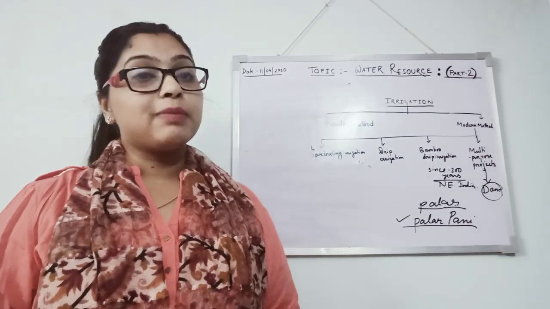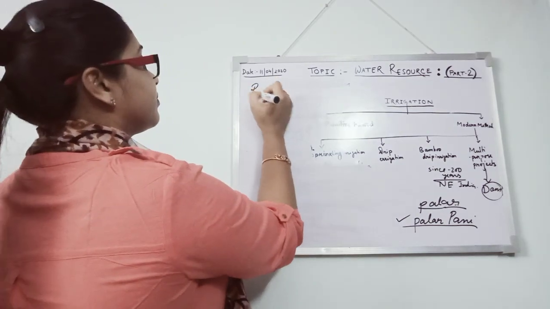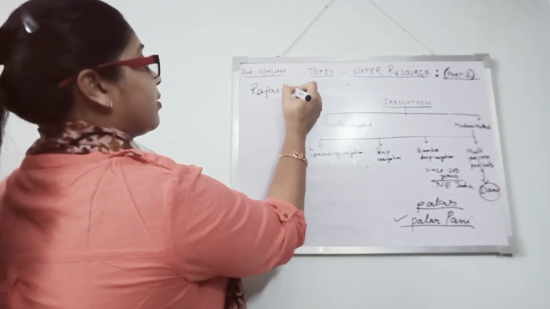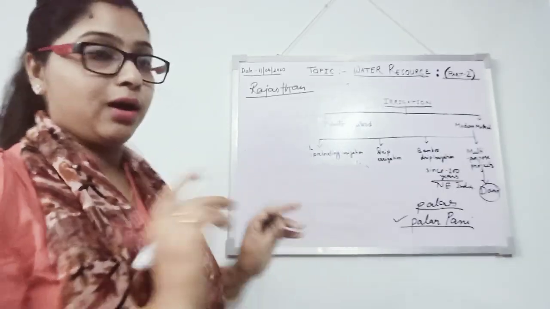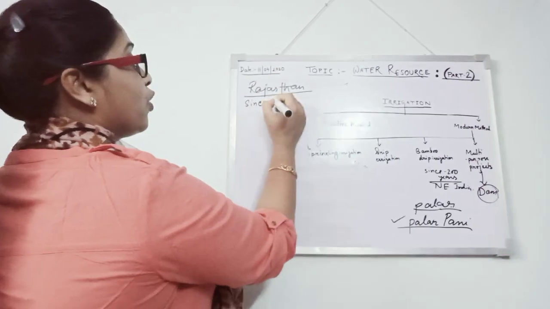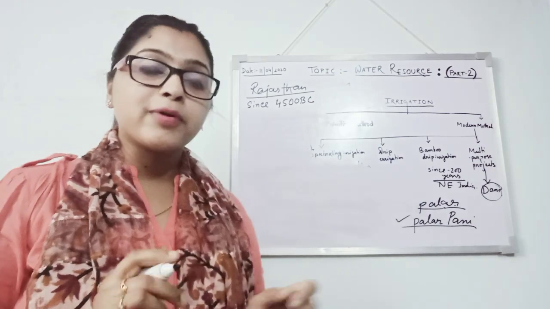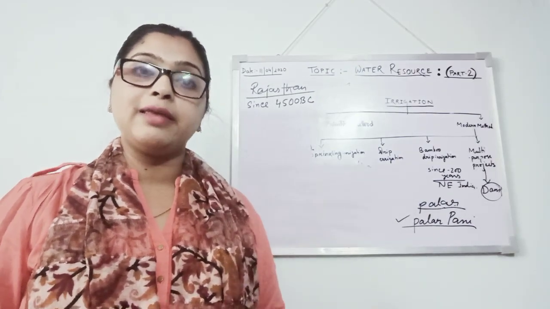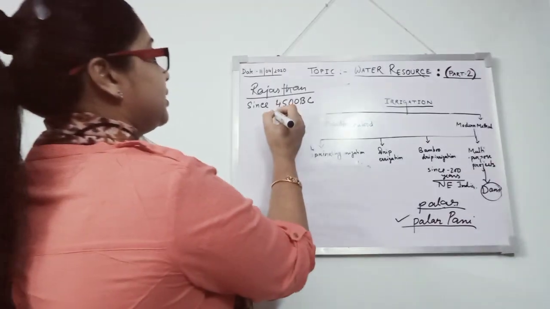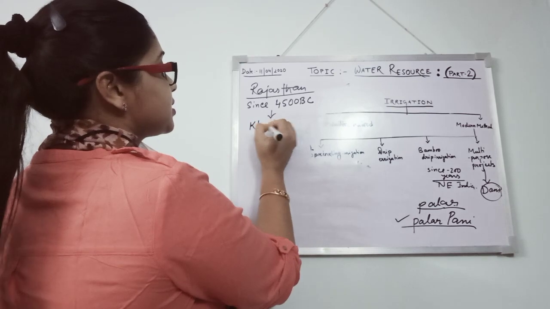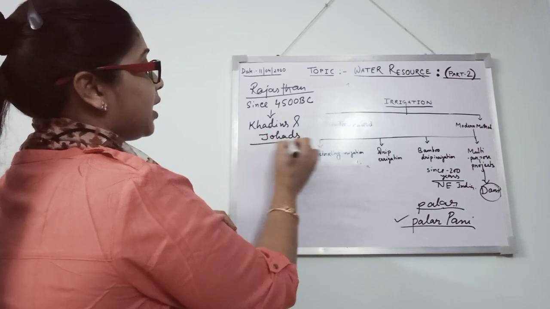See, this rooftop rainwater harvesting, in different areas people are doing it in different ways. Like in Rajasthan, people have been doing rainwater harvesting not just right now, but since 4500 BC, before the Christian era. Through that, the methods of khadins and johads. So what is khadin and johad?